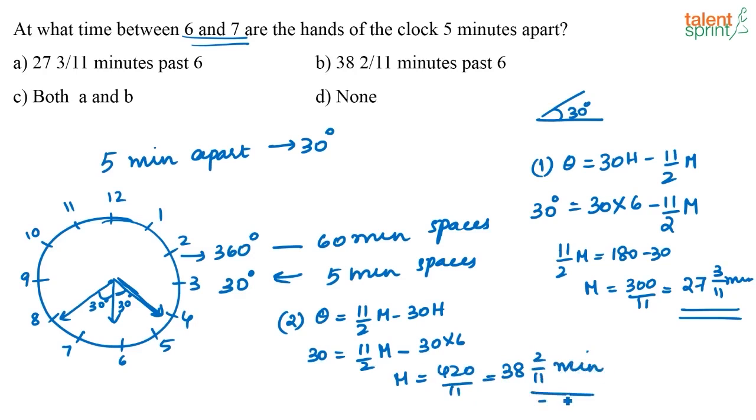So in both of these times, that is 27 3 by 11 minutes past 6 and 38 2 by 11 minutes past 6, the angle between the hands of the clock is going to be 30 degrees. So if you look at the options, the correct answer that we are looking at is option C, both A and B. Both of these are correct.